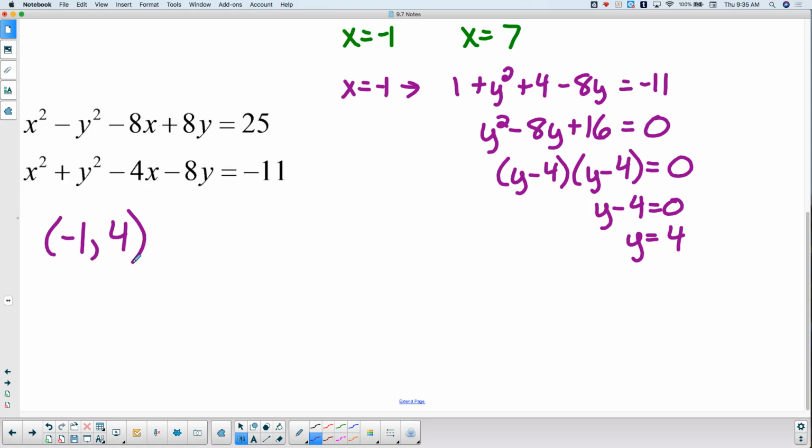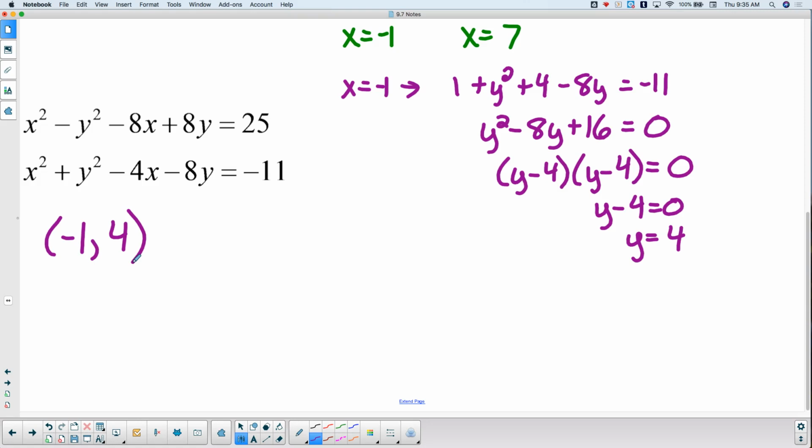So now I got two options here. Option number 1 is I could plug negative 1 into the top equation, solve for y. Option number 2 is I could plug this point, negative 1 comma 4, into this top equation, and if I get 25 equals 25, it works. If it doesn't, it gets thrown out. Either option works for me.